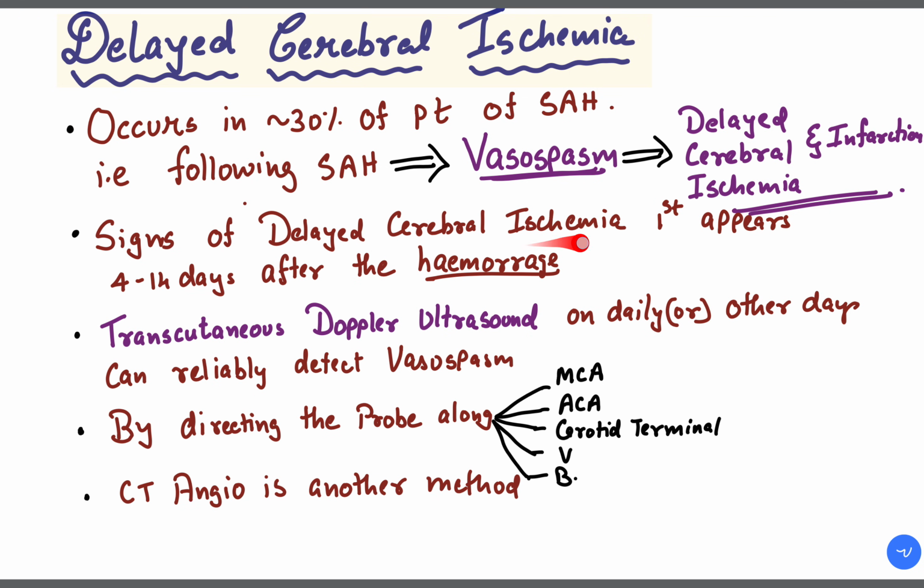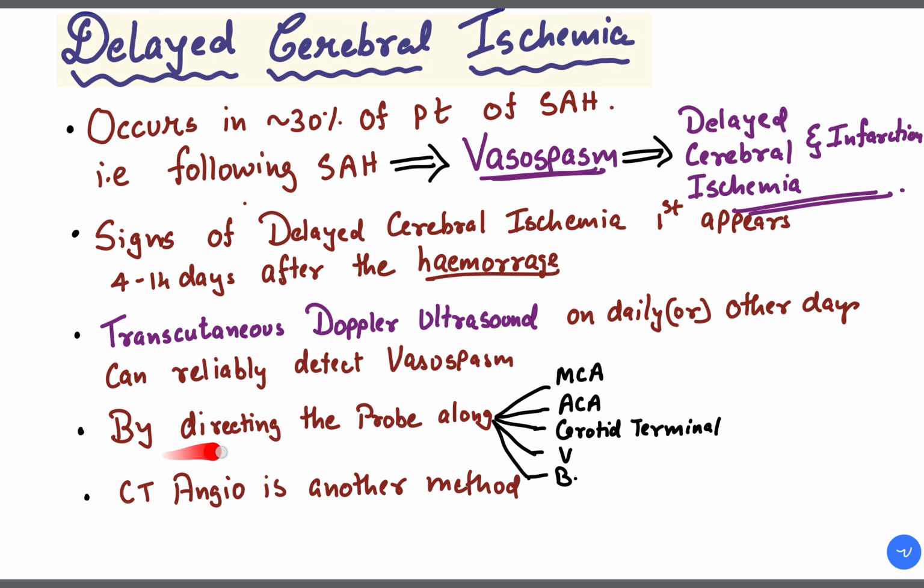Signs of delayed cerebral ischemia first appear 4 to 14 days after the hemorrhage. So, if you can understand, the episode occurred, and then after 4 to 14 days, this ischemia kicks in. Therefore, the patient with subarachnoid hemorrhage, if surviving, must undergo transcutaneous Doppler ultrasound on either a daily basis or every alternate day, which can reliably detect this vasospasm if going on.